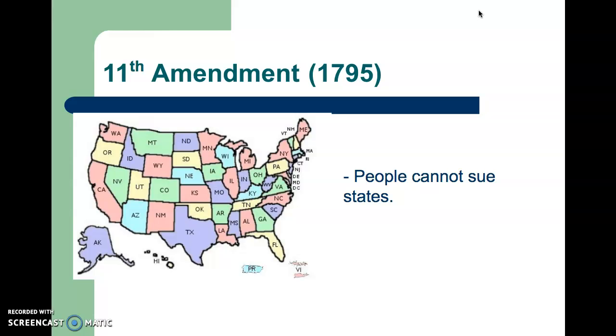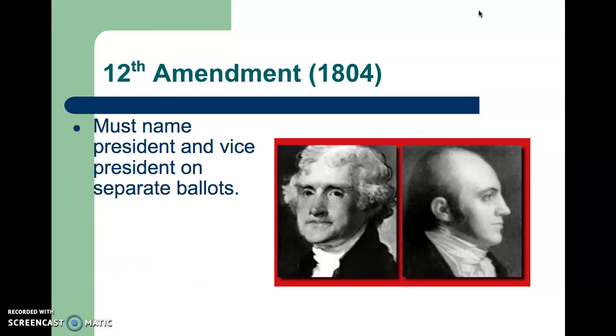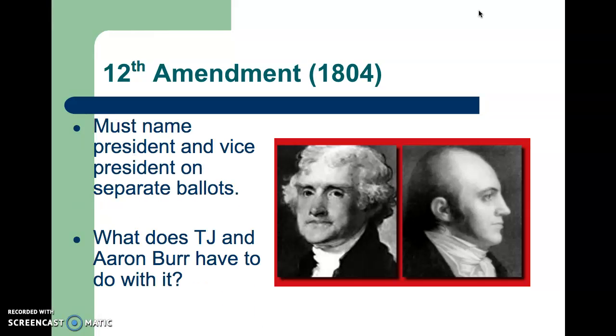So those were enacted in 1791. Now, we're moving on. 4 years later, 11th Amendment. People cannot sue states, 1795. So don't get any ideas. 12th Amendment, 1804. You must name the president and the vice president on separate ballots.